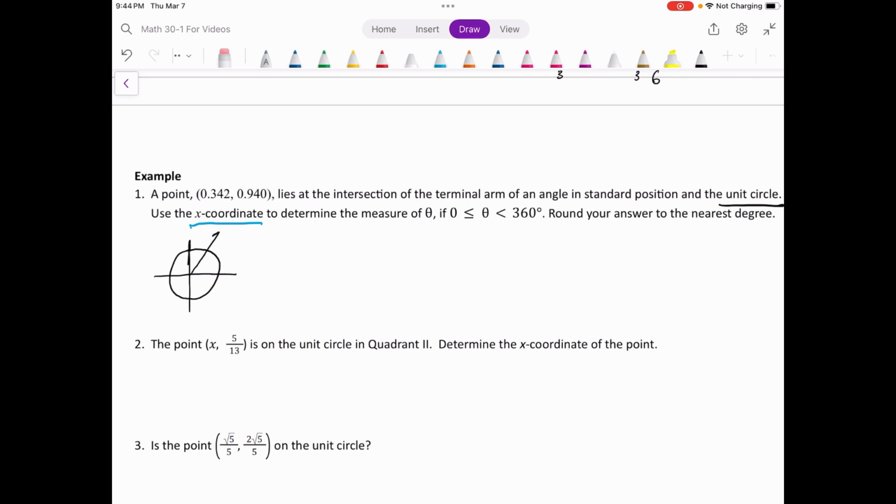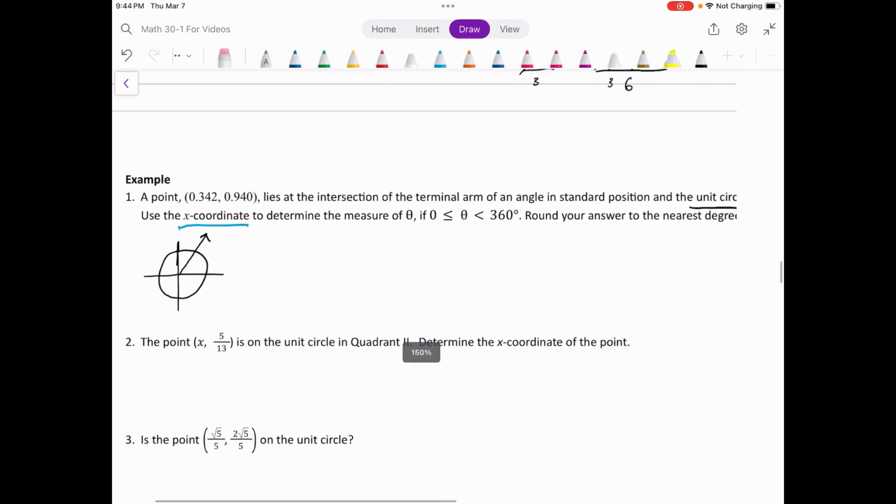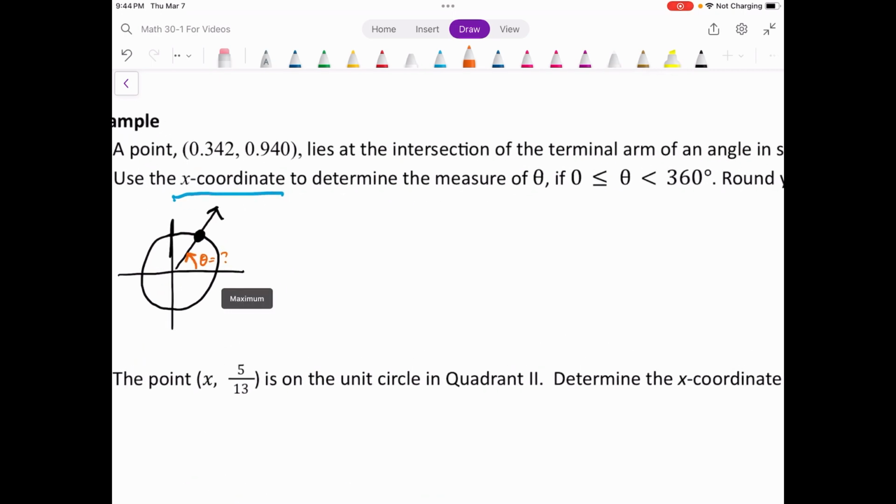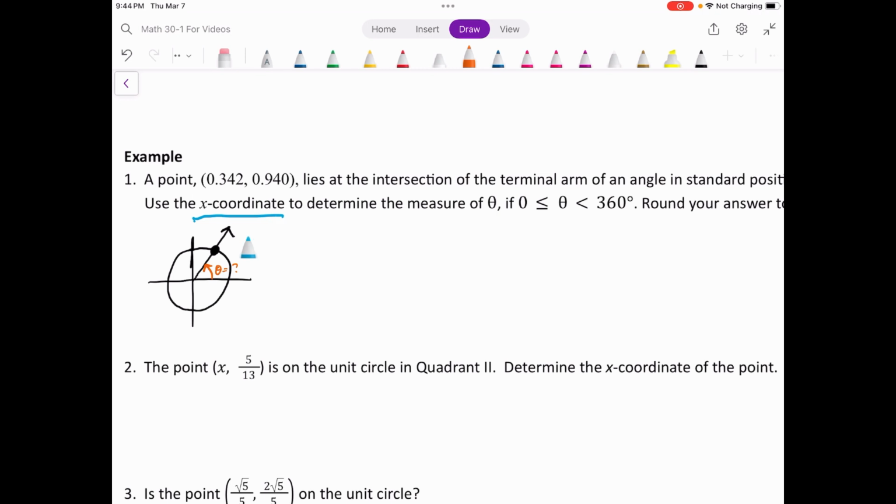Something like that. Okay, and here's the magic, well, I shouldn't call it magic, the math coolness of the unit circle. Look, this point here is the point of intersection of the terminal arm of our angle. We're trying to figure out what that angle is, right? That's what we're trying to figure out. But we know that that point is at 0.342, 0.940.